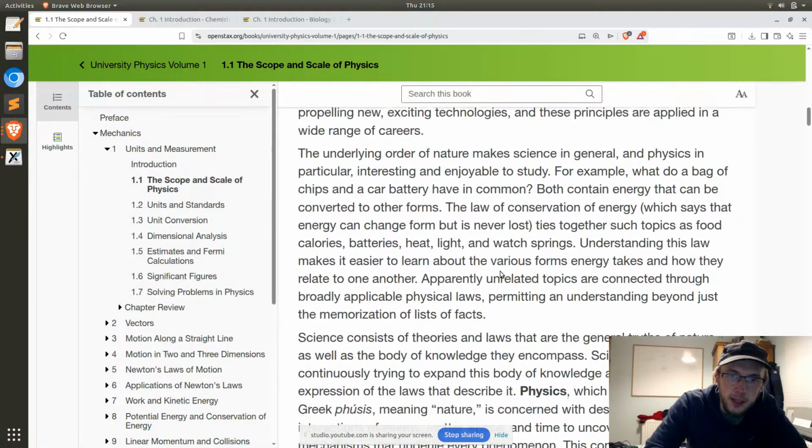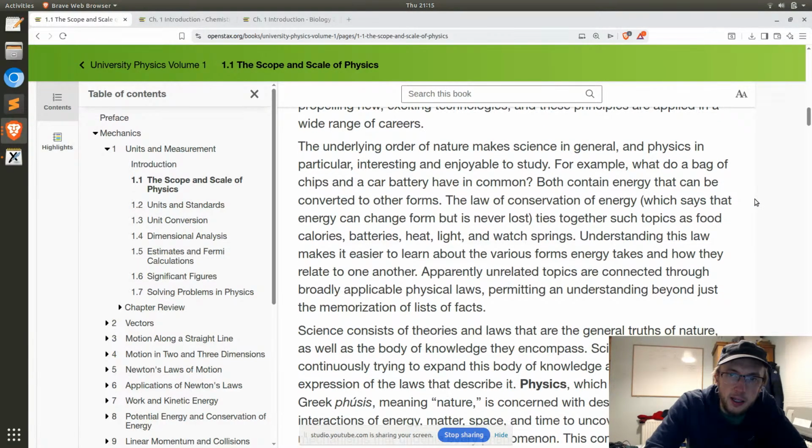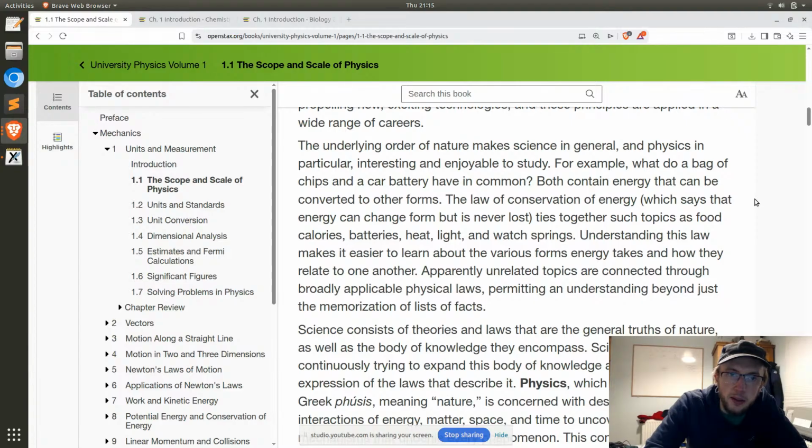The underlying order of nature makes science in general, and physics in particular, interesting and enjoyable to study. For example, what do a bag of chips and a car battery have in common? Both contain energy that can be converted to other forms. So a bag of chips has chemical energy, right, in the bonds of the nutrients in the chips, and so does the car battery.